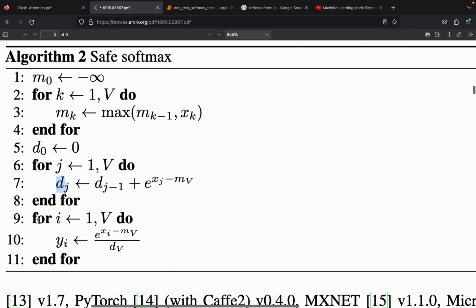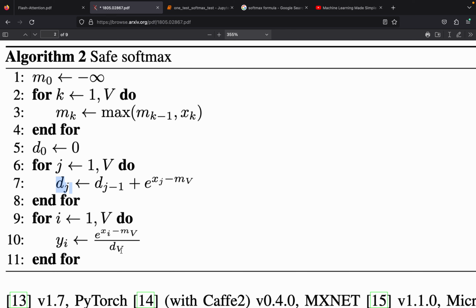And the third for loop goes to, again, each of the elements in the input array, and whatever we calculated here, that is the maximum mk and dj, that will be used to calculate the final softmax values here.